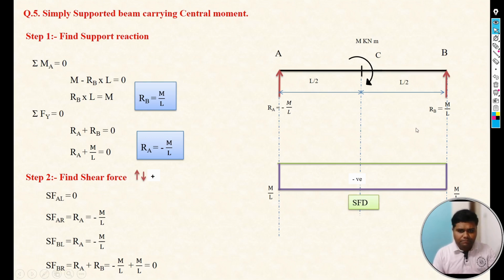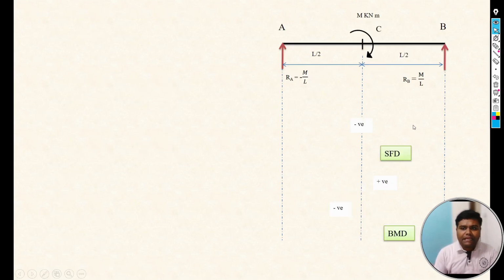Now the next step. The next step is the calculation of bending moment. And already we have discussed, while calculating the bending moment, we have to calculate the bending moment at each point which is available in our beam. So here we have A point, correct? We have C point and then B point. It means we need to calculate the bending moment at each point.